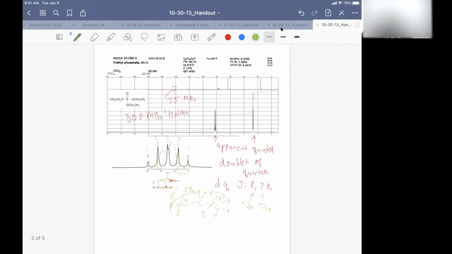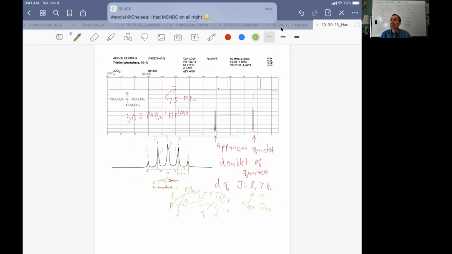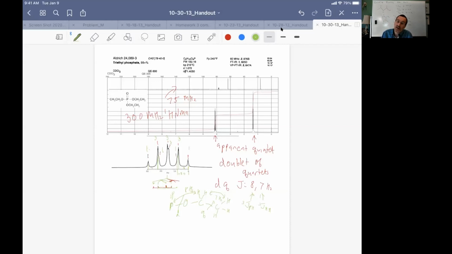James, would it have been a quintet if the J's were the same? Absolutely. If the J's were the same, it would have been a perfect quintet. If the phosphorus hydrogen coupling had been just a hair smaller, you would have quite legitimately said quintet. And even if you didn't say apparent quintet, because it looks pretty much like a quintet, a little off in the line heights. It's not quite the 1 to 4 to 6 to 4 to 1 that you'd expect for a quintet, but I'd say, yeah, that's pretty reasonable.